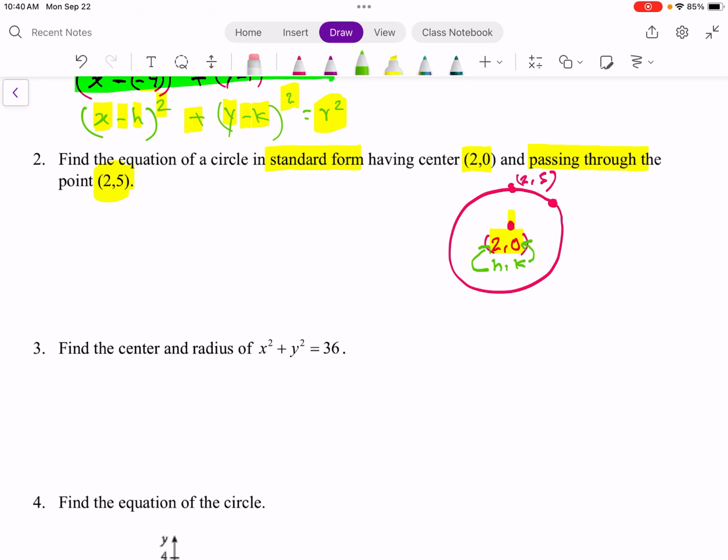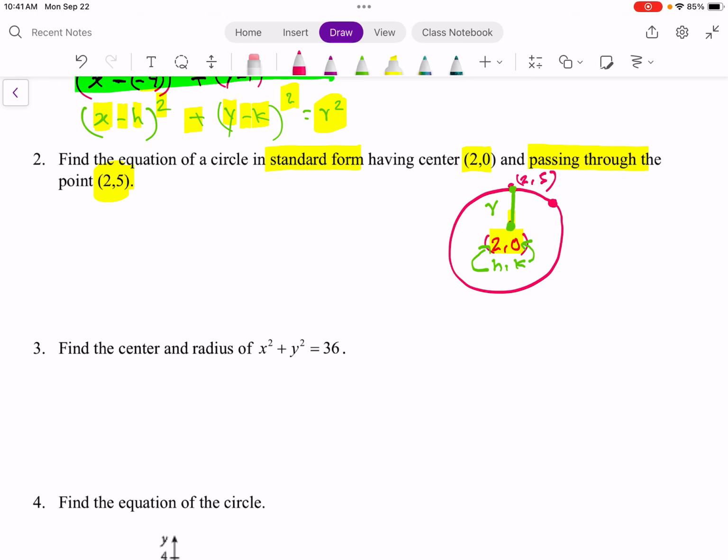How do we find the radius? It is not given to us. So, how do we define the radius? Radius is the distance between the center and any point on the circle. So, the distance between this center and this point on the circle is our radius. So this is the radius. The radius is the distance between the center and any point on the circle.